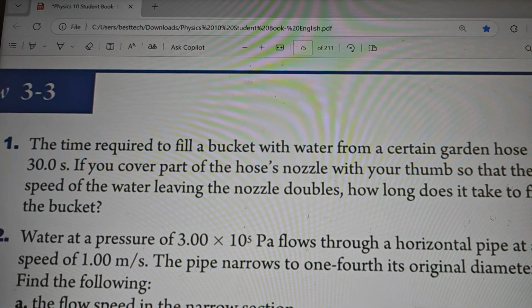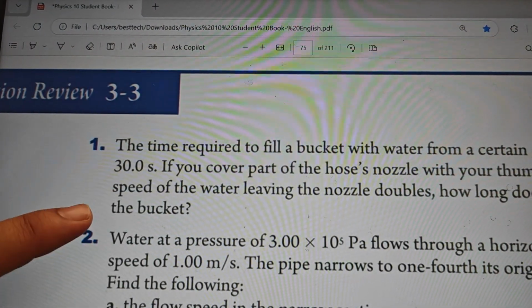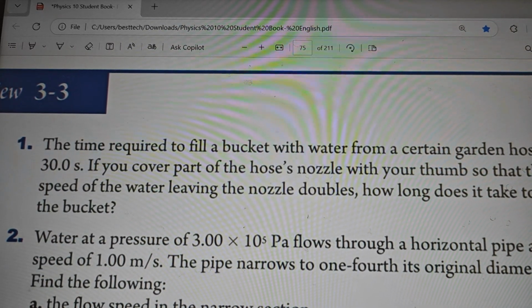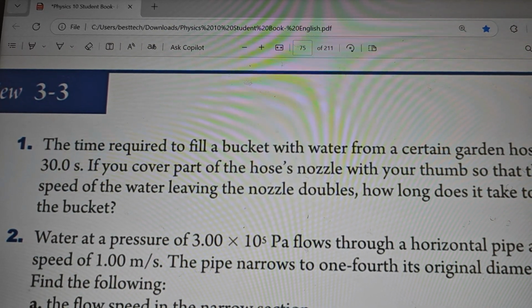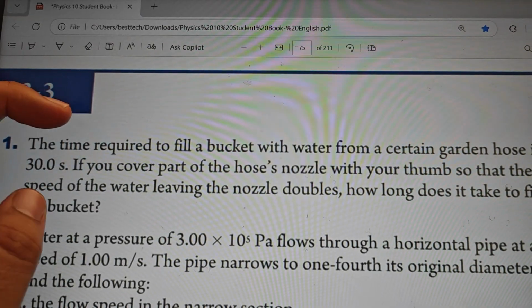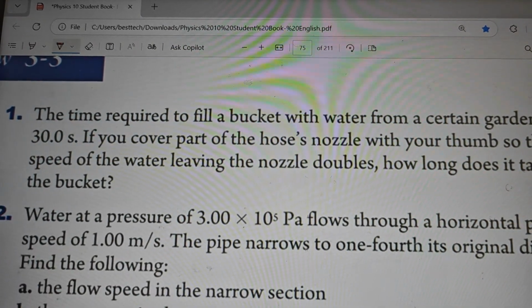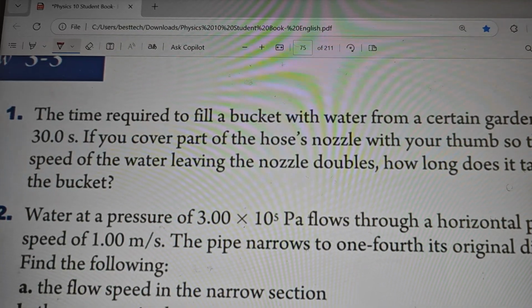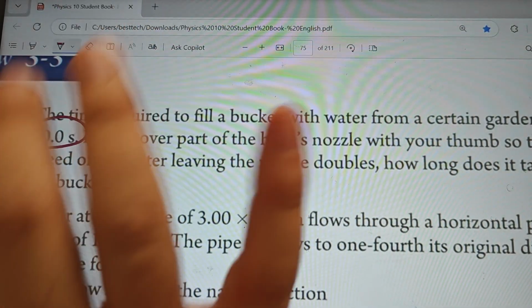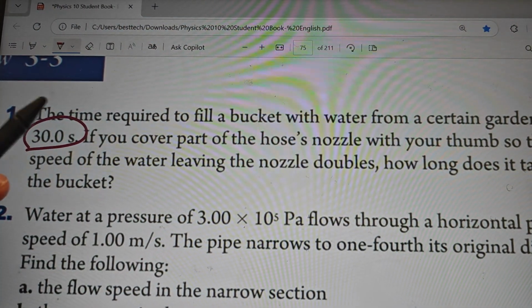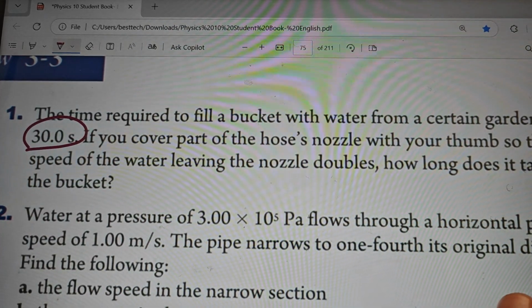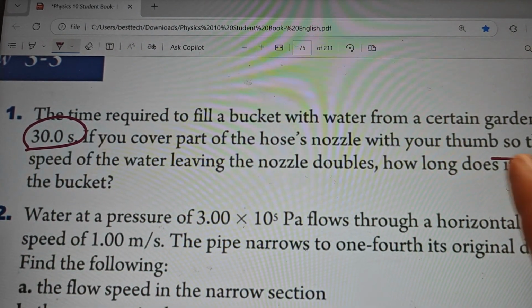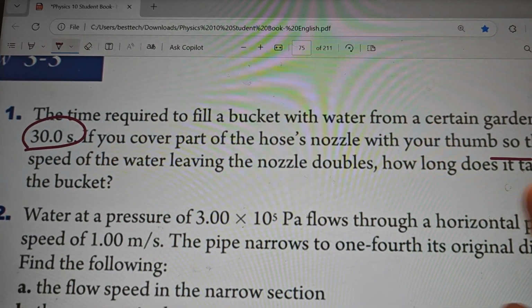Now we are going to be solving some questions in section review 3.3. Good. Here we have a nice question, section 3.3. The question said the time required to fill a bucket with water from a certain garden hose is 30 seconds. If you cover part of the hose nozzle with your thumb, so that the speed of the water leaving the nozzle doubles, how long does it take to fill the bucket?